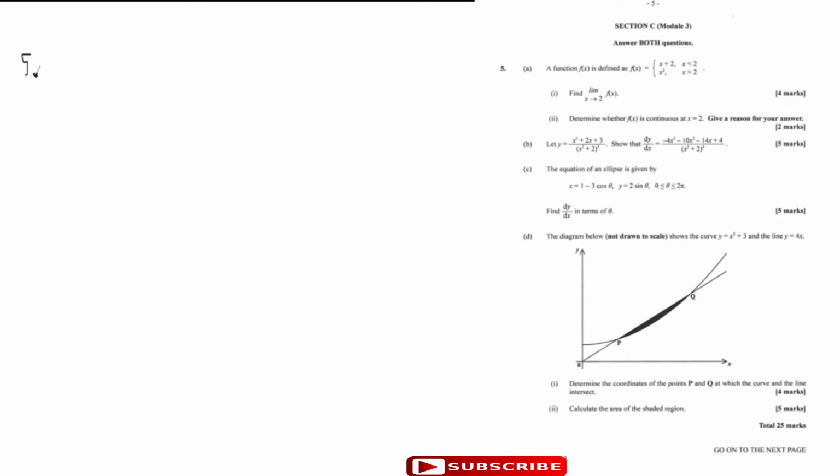Question 5 says, a function f of x is defined as f of x is equal to x plus 2 when x is less than 2, and it's equal to x squared when x is greater than 2. And it says, find the limit as x approaches 2.